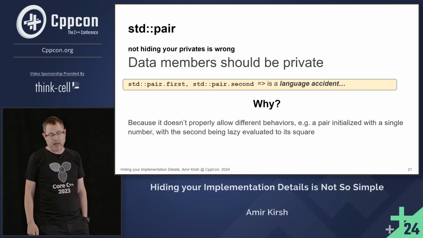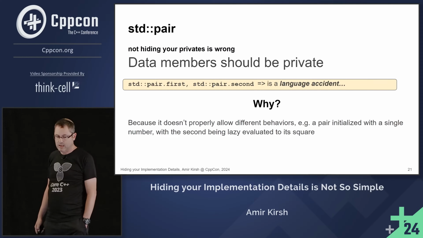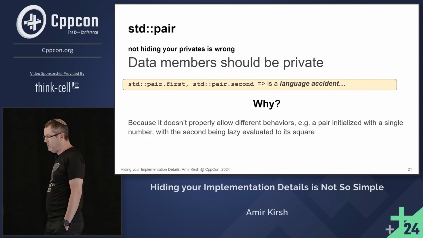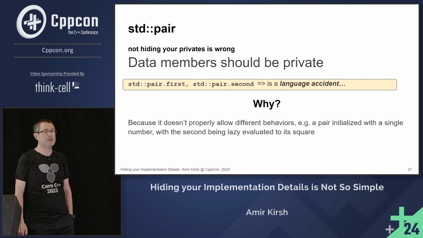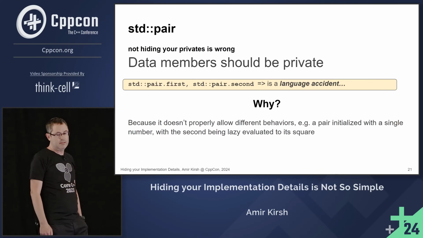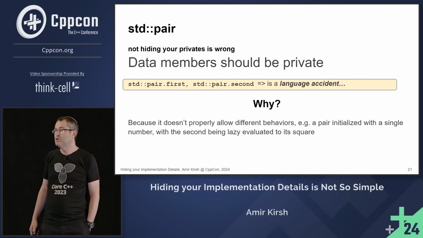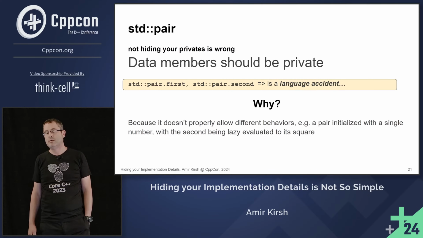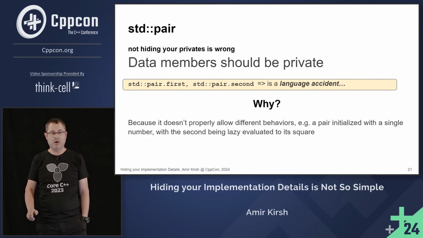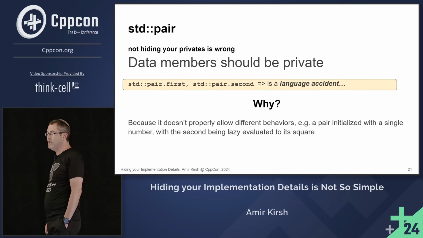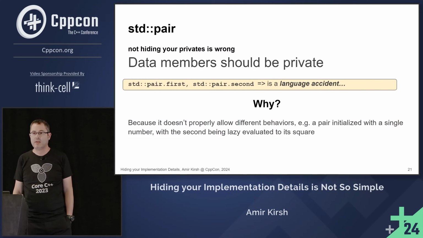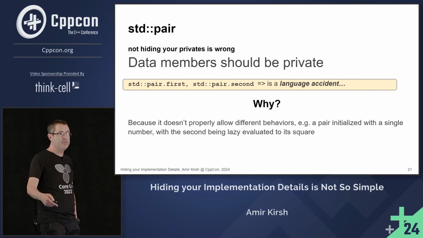So I would say it's a language accident. Why? Because it might be that I want to write a generic function that accommodates std::pair, but should accommodate any other type that behaves like a pair, duck typing. So if you are a std::pair, or you behave like a pair, this function should accommodate you. So I want to write a function that can take std::pair or something like std::pair.